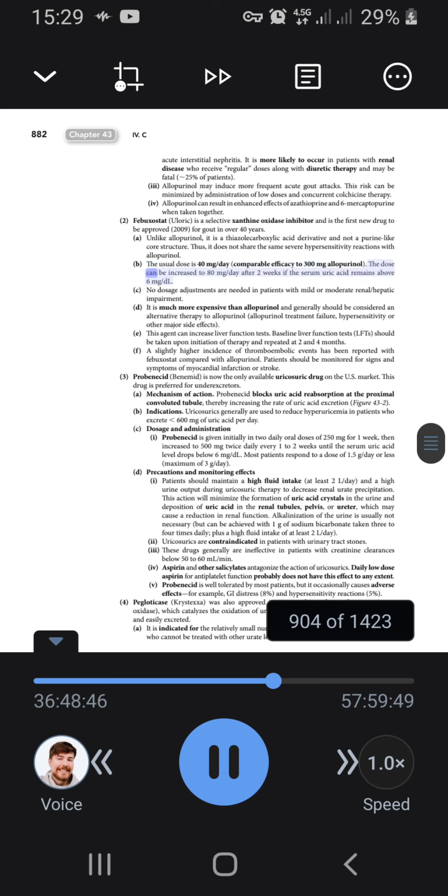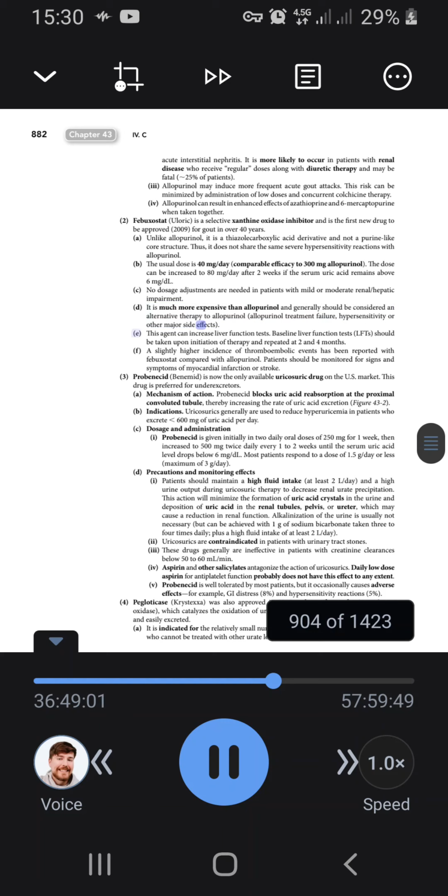The dose can be increased to 80 mg after 2 weeks if the serum uric acid remains above 6 mg/dL. C. No dosage adjustments are needed in patients with mild or moderate renal or hepatic impairment. D. It is much more expensive than allopurinol and generally should be considered an alternative therapy to allopurinol, in cases of allopurinol treatment failure, hypersensitivity, or other major side effects.